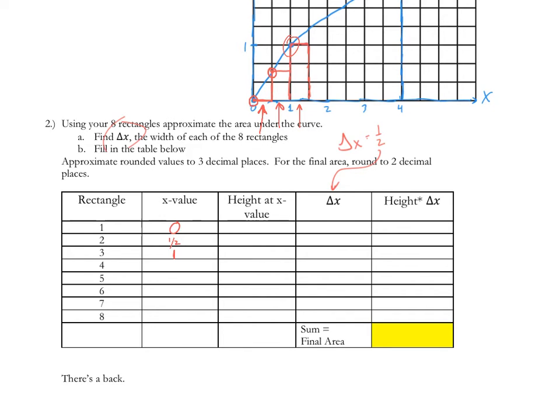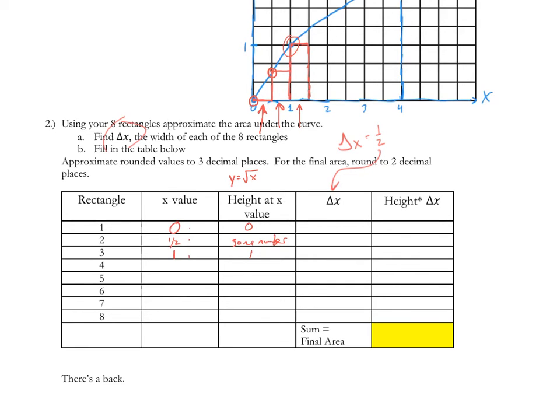The height at the x value. How am I going to get that? Well, if my equation is y equals the square root of x, and now I have all of my x values here, here, and here, the square root of 0 is 0. The square root of a half is some number. I won't use a number sign. I'll write the word number. Some number in my calculator. The square root of 1 is 1. Again, continue on down. And then I already told you what to fill in the delta x column.